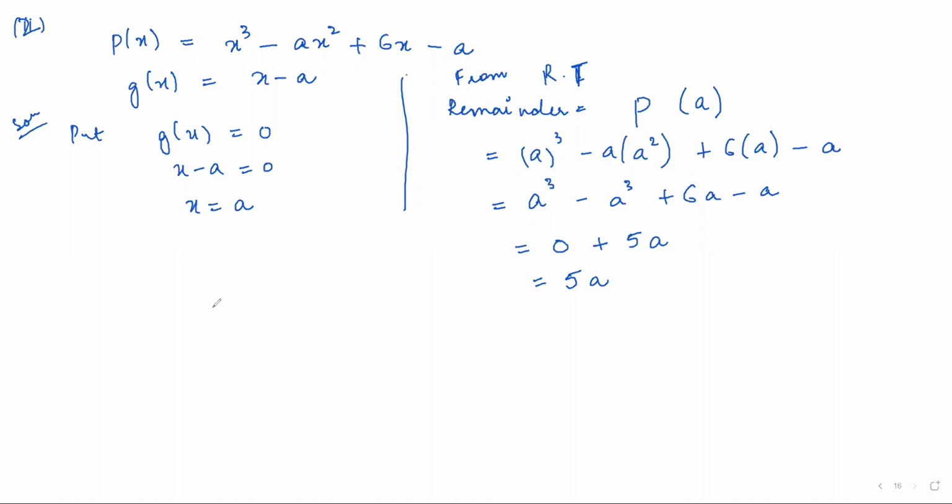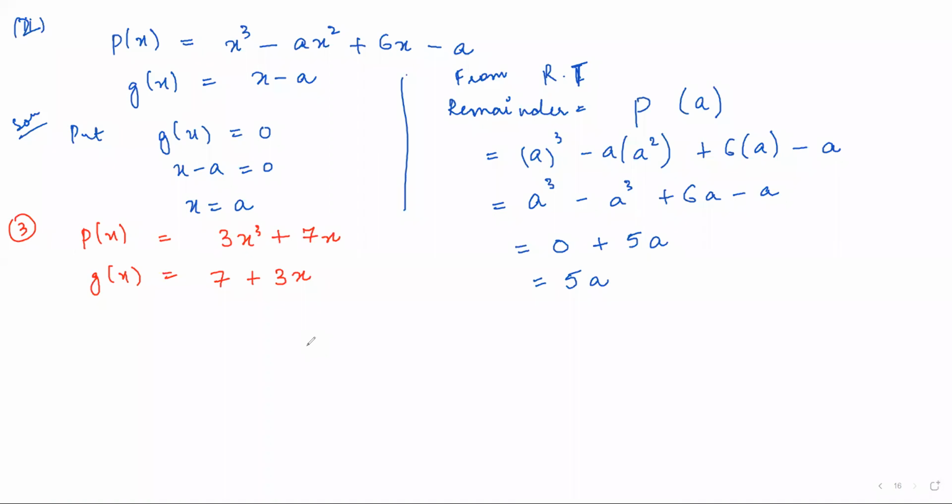Third question. So you have to check whether 7 plus 3x is a factor of this. So your px is actually this 3x cube plus 7x, right? And then your gx is this 7 plus 3x. So you have to check whether gx is a factor or not. So how will you check? If your remainder is 0, then gx is a factor, isn't it?